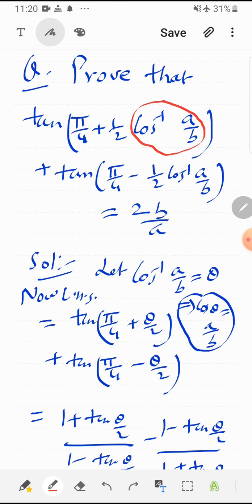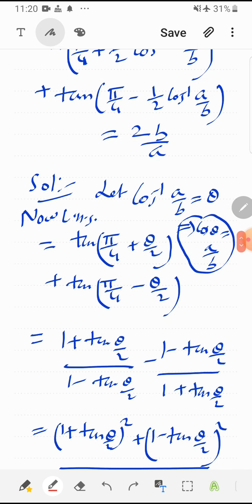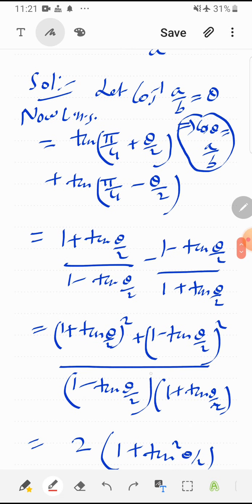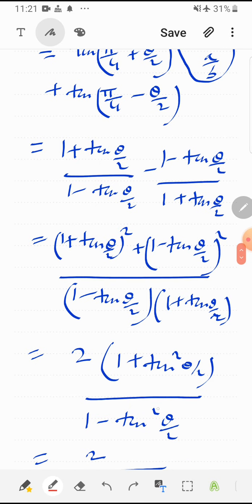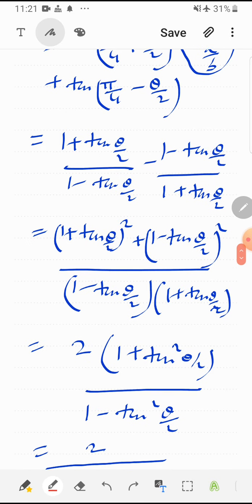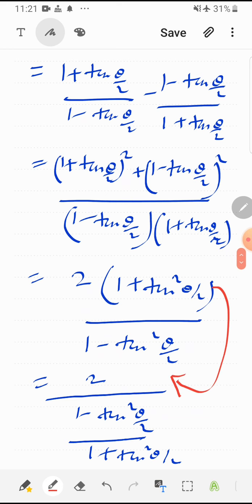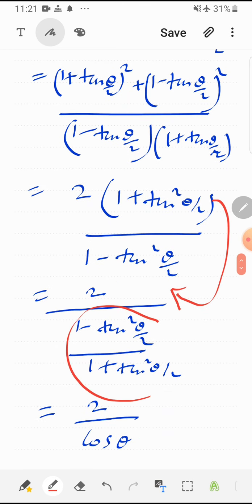Now apply the formula of tan (pi by 4 plus theta by 2), which is (1 plus tan theta by 2) upon (1 minus tan theta by 2), and the next term becomes this. Now the algebraic step starts, taking the LCM. So the numerator becomes (1 plus tan theta by 2) whole square plus (1 minus tan theta by 2) whole square, and the denominator is (1 minus tan theta by 2) into (1 plus tan theta by 2). Simplifying the numerator and denominator, we are left with 2 times (1 plus tan square theta by 2) upon (1 minus tan square theta by 2). So if I shift this term to the denominator, something like this we have obtained.